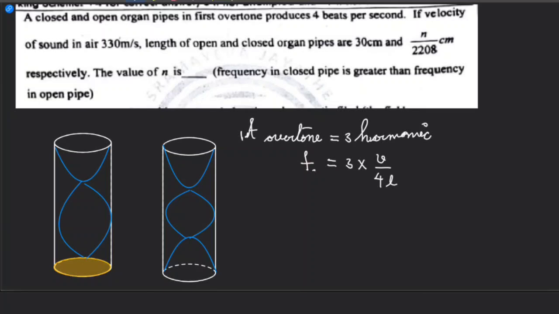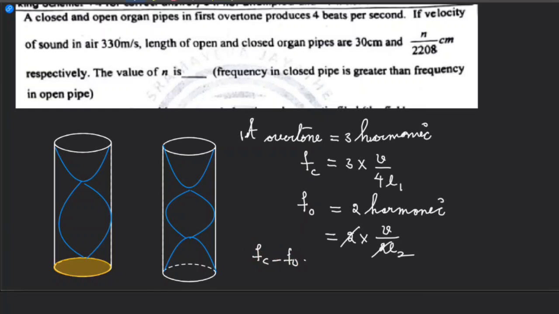The same way, the frequency of open pipe: here first overtone is nothing but the second harmonic. Therefore, you could say 2 times the fundamental. What is the fundamental here? V by 2L. The L's are different, L1 here, L2 here. So this 2 gets cancelled. Therefore, beats can be written as the frequency difference between these two. Therefore, you could say Fc minus F naught equals 4, guys.